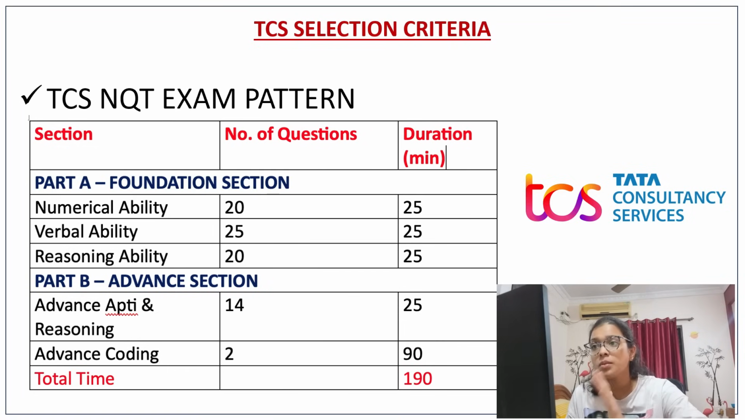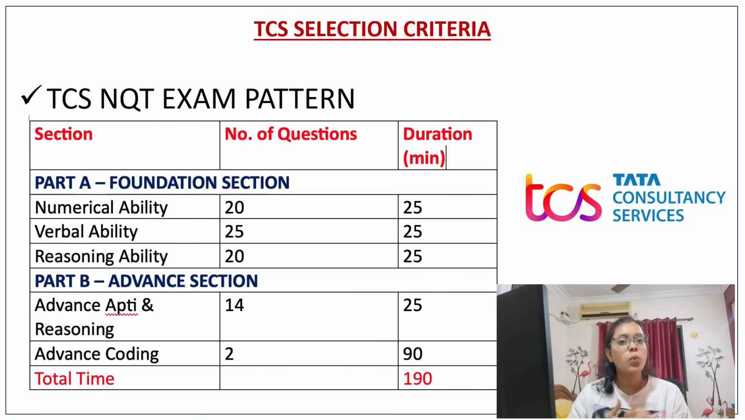We'll discuss the sections, number of questions and the duration. There are basically two sections in the NQT examination, the foundation and the advanced section. For the foundation section, there is numerical ability, verbal ability and reasoning ability. Each contains 20, 25 and 20 questions, and the duration for each will be 25 minutes. So this is what you can see visually on the screen as well.